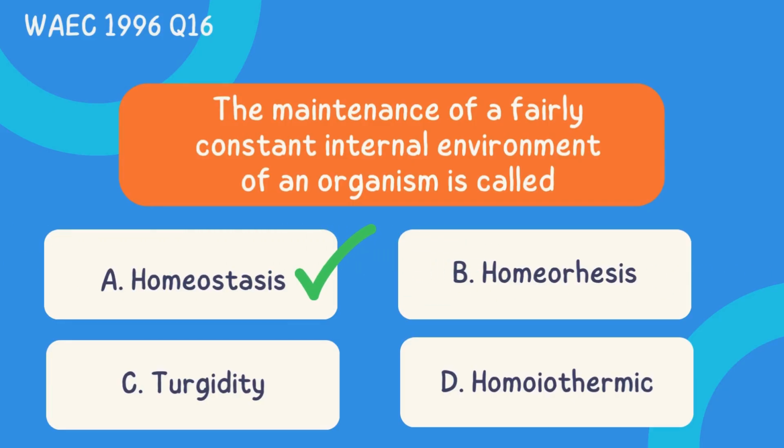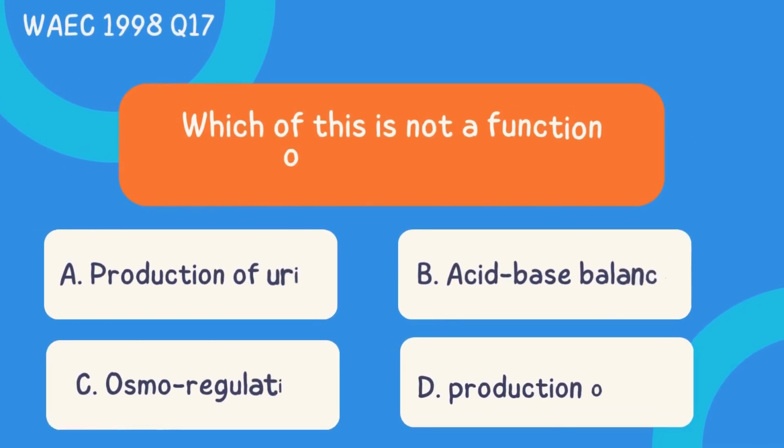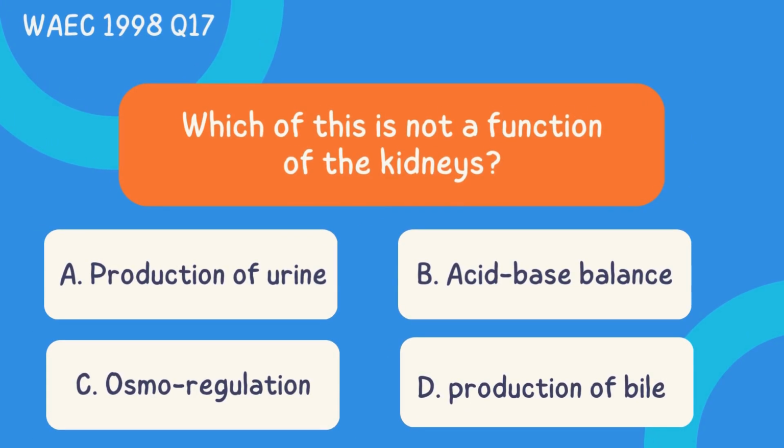Option C, which is turgidity, on the other hand, is the state of being swollen or firm, usually due to being full of liquid. For example, cells become turgid when they absorb water and store it in their vacuoles. So it is not the regulation of internal environment. Homeothermic, which is option D, is a term which means having a relatively constant body temperature that is maintained regardless of environmental temperature. So it is not the entire regulation of internal environment.